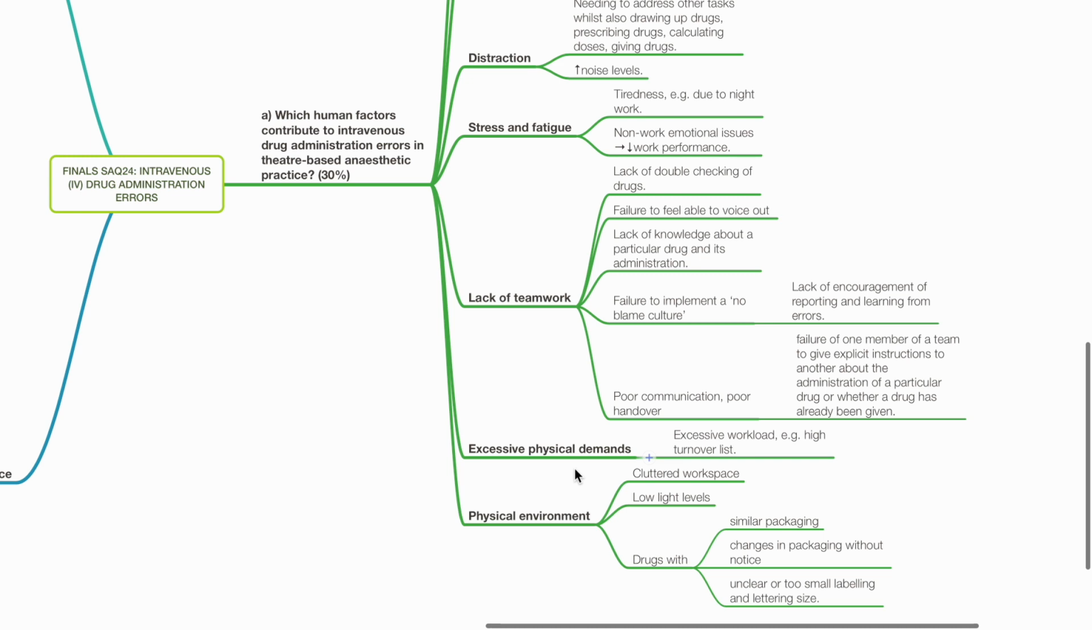Poor communication and poor handover. Failure of one member of a team to give explicit instructions to another about the administration of a particular drug, or whether a drug has already been given. Excess physical demands, excessive workload such as a high turnover list, and physical environment: cluttered workspace, low light levels, drugs with similar packaging, changes in packaging without notice, unclear or too small labeling and lettering size, all contribute to IV drug administration errors.